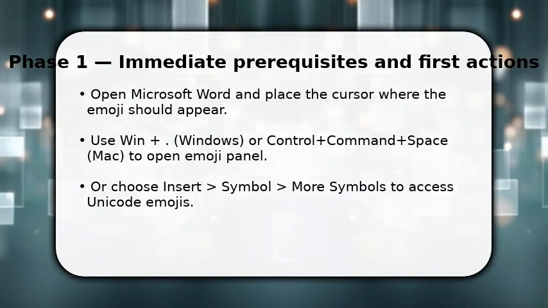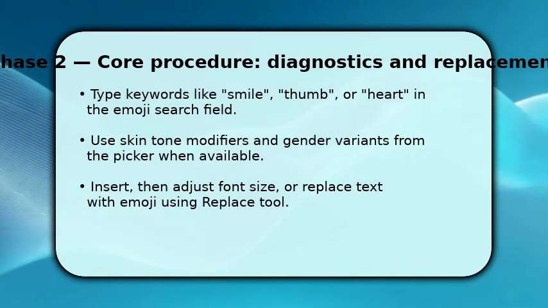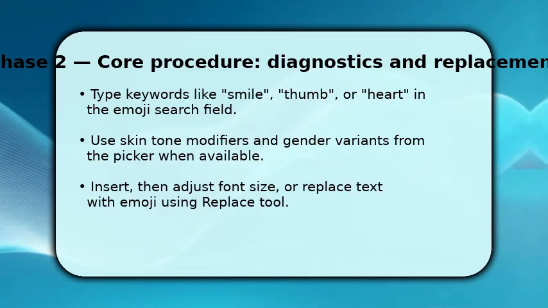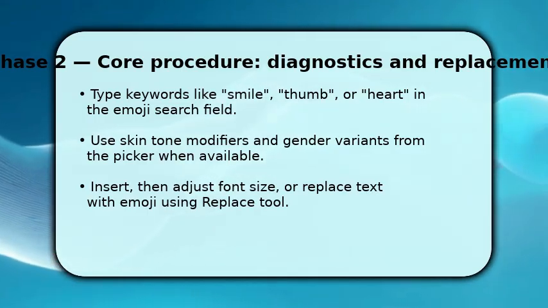You're on your way. Once the panel is visible, type a clear keyword such as smile, thumb, or heart to narrow results quickly. You'll see variants, select skin tones or gender options where relevant. These modify the Unicode sequence so the result matches your intent.